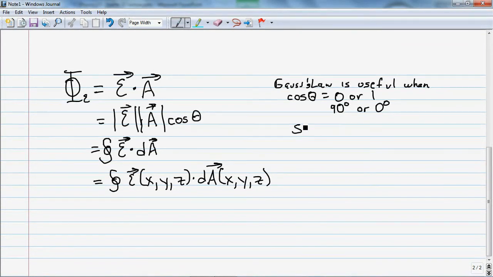Well, when we think about shapes that will do this, we can think of spheres and cylinders. And those are pretty much the only shapes that are really going to help us. So if we can't get any kind of symmetry with spheres and cylinders, Gauss's law will not help us.